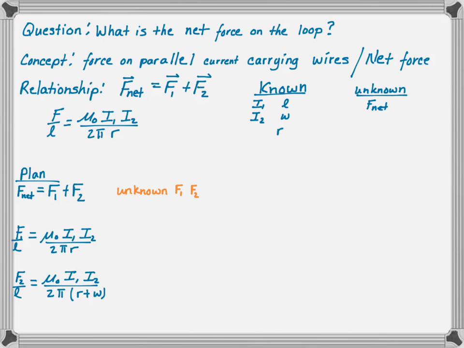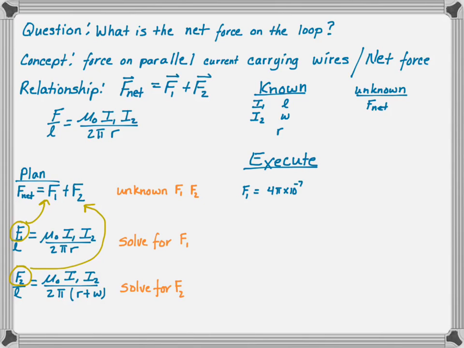Now both of these need to be solved for F1 and F2, so I multiply L on both sides to get F is equal to mu naught I1 I2 times L divided by 2 pi r. And this is for both F1 and F2. Once you do that, you'll have your values of F1 and F2, which you can plug into the beginning relationship. So the net force is equal to F1 plus F2, using the equations below to calculate F1 and F2.